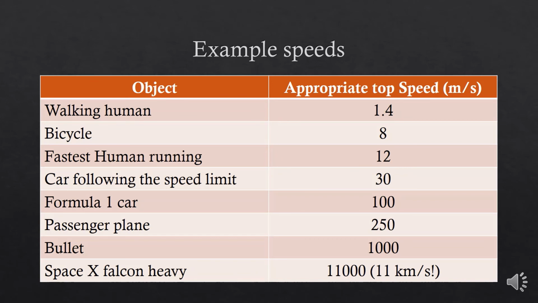A Formula 1 car would be measured at a top speed of 100 meters per second. A passenger plane, like a 737, would have a top speed of 250 meters per second. A bullet would have a top speed of approximately 1000 meters per second. SpaceX Falcon Heavy would have a top speed of 11,000 meters per second. This would mean it travelled at 11 kilometers every second. To get from Birmingham city centre to the school, it would take about half a second.